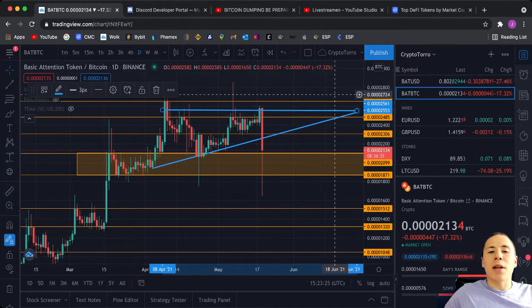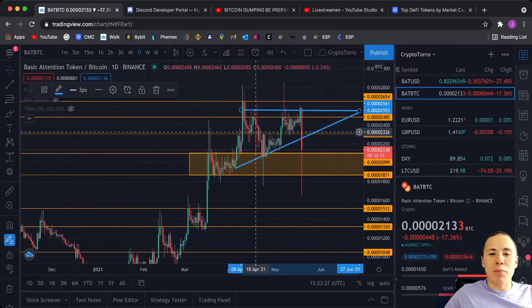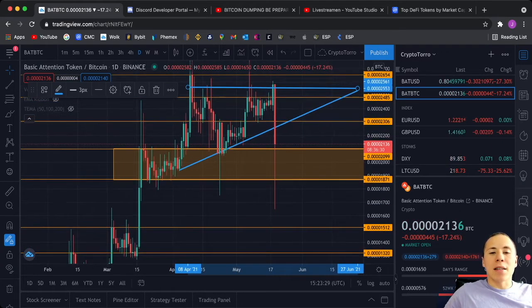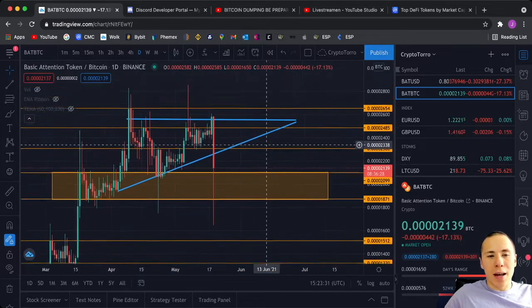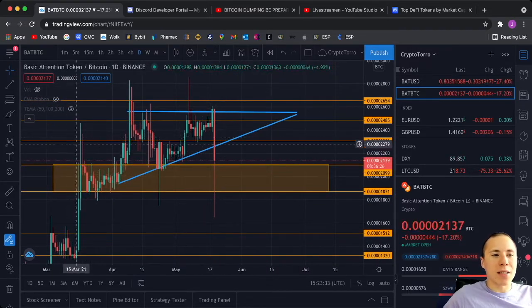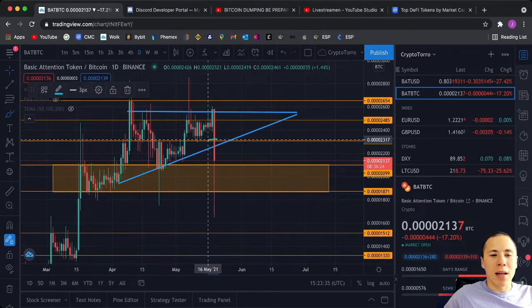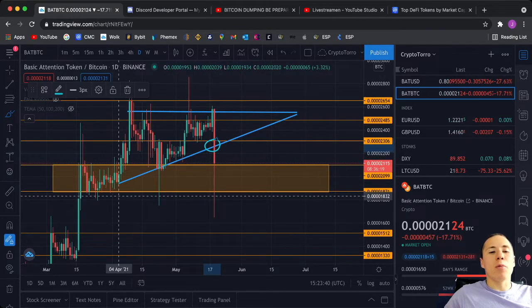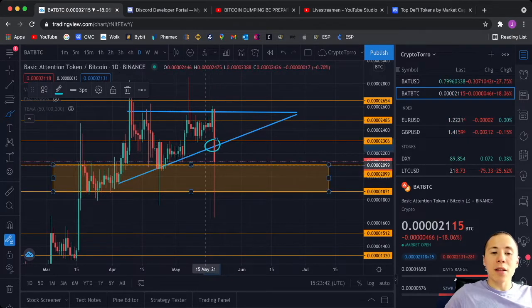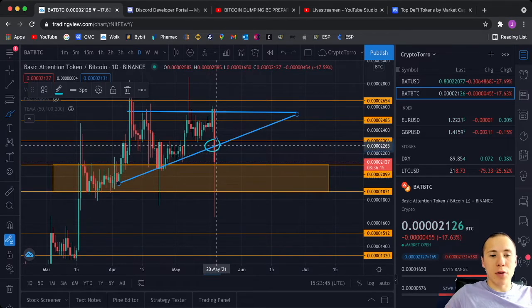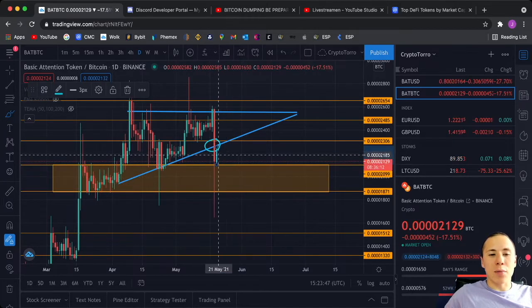What we are seeing right now is an ascending triangle that was being created on the Basic Attention Token compared to Bitcoin chart, and right now we see this current wick towards the downside that went through this level of upward sloping support, did not find support on it, is breaking through down below, and is finding support right on top of this orange box.